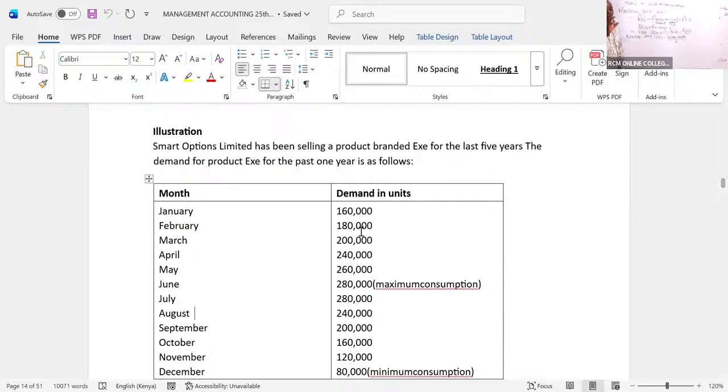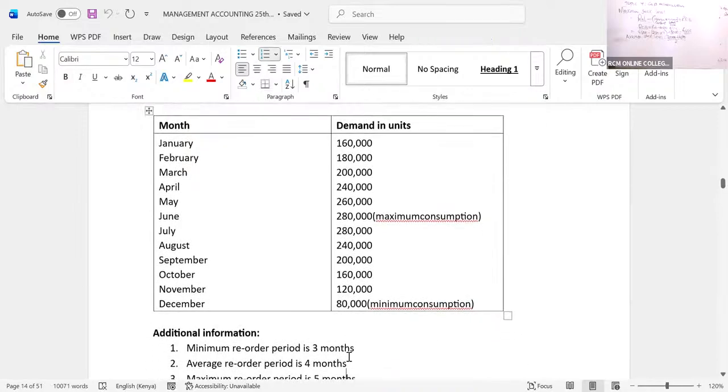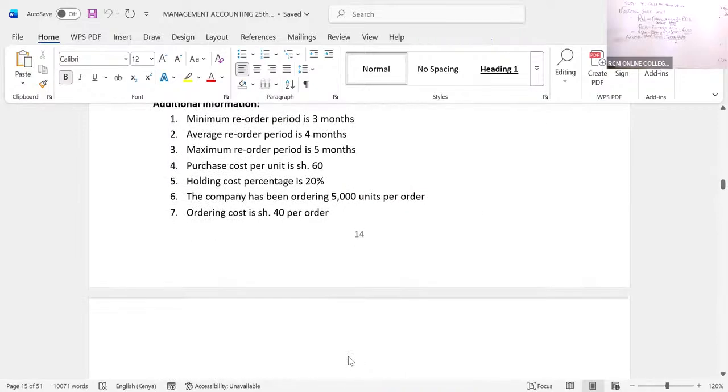Then you choose amongst those, which one is the very highest? Which one will represent maximum consumption? Maximum consumption amongst all these is 280. There are 2 of them, but you only choose one. And the very lowest is the one in December, 80. Then they have given us the minimum reorder period of 3 months, average reorder period of 4 months, and maximum reorder period of 5 months.